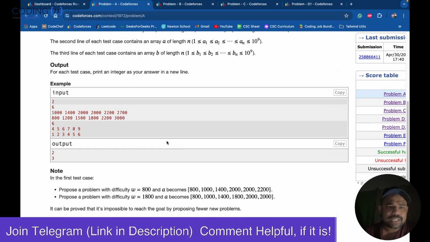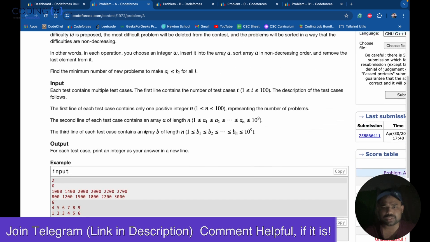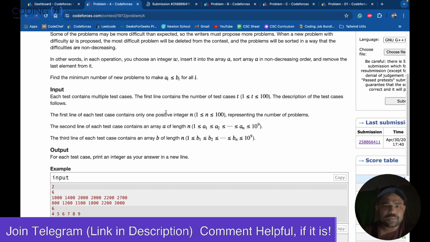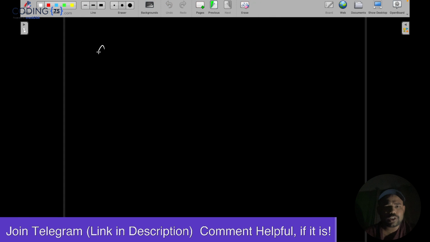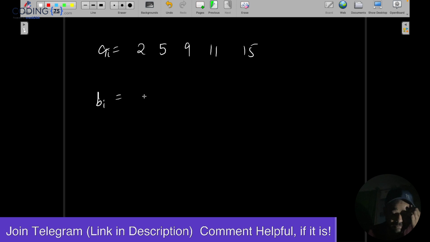I think the arrays are already present in sorted order. I did not know this, and I have actually sorted them in my solution, if you will see. Now see guys, for example, the value of a given to you is, let's say, 2, 5, 9, 11, 15, and the value of b is given to you, let's say, 1, 6, 8, 9 and 20.